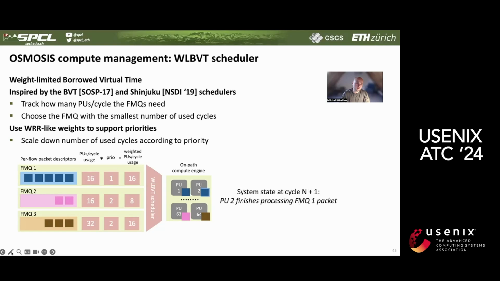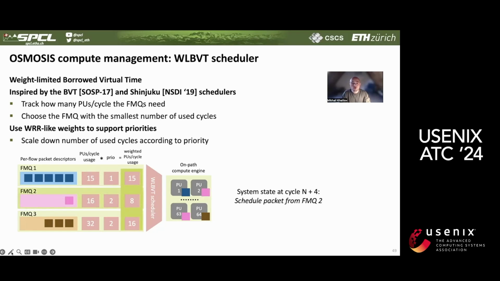processing. In this example, PU2 just finished the processing of the packet belonging to the FMQ1. And it sends a feedback signal to the scheduler to update the FMQ1 state. Now, the scheduler can pick the FMQ for the processing.